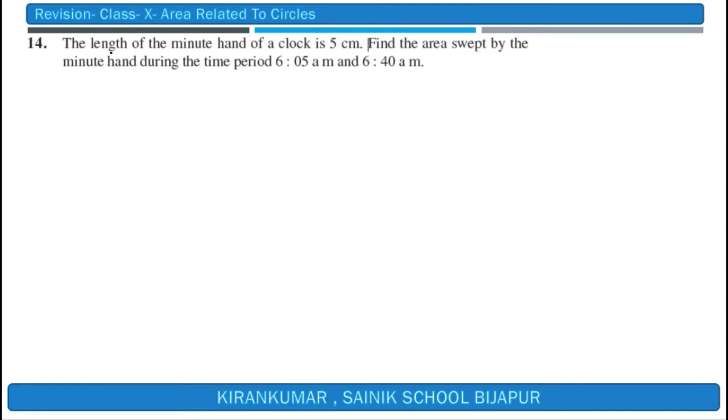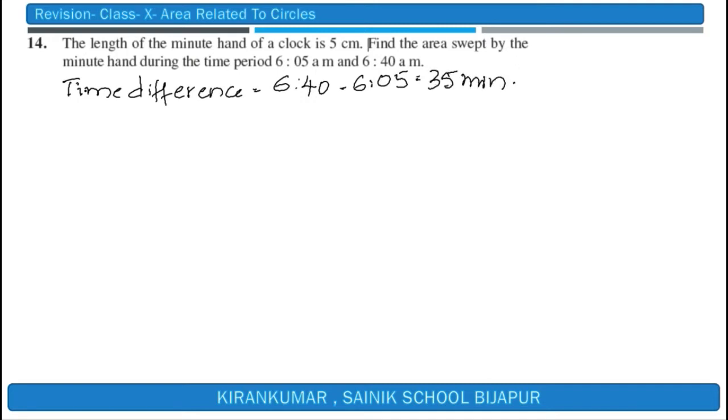Question number 14. The length of the minute hand of a clock is 5 centimeter. Find the area swept by the minute hand during the time period 6:05 a.m. to 6:40 a.m. So what is the time difference? Let me find that first. The time difference is 6:40 minus 6:05. The duration is 35 minutes. So the time swept by the minute hand is 35 minutes.